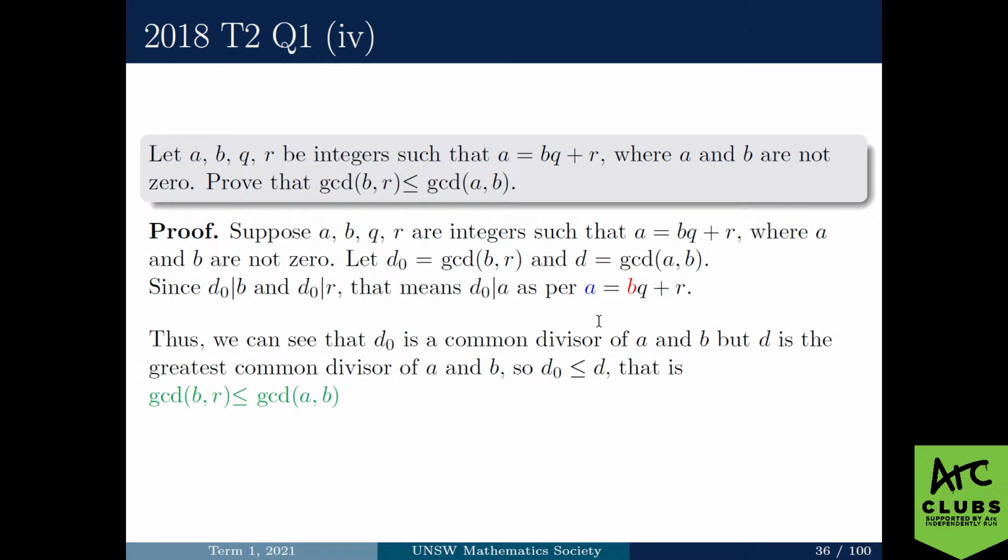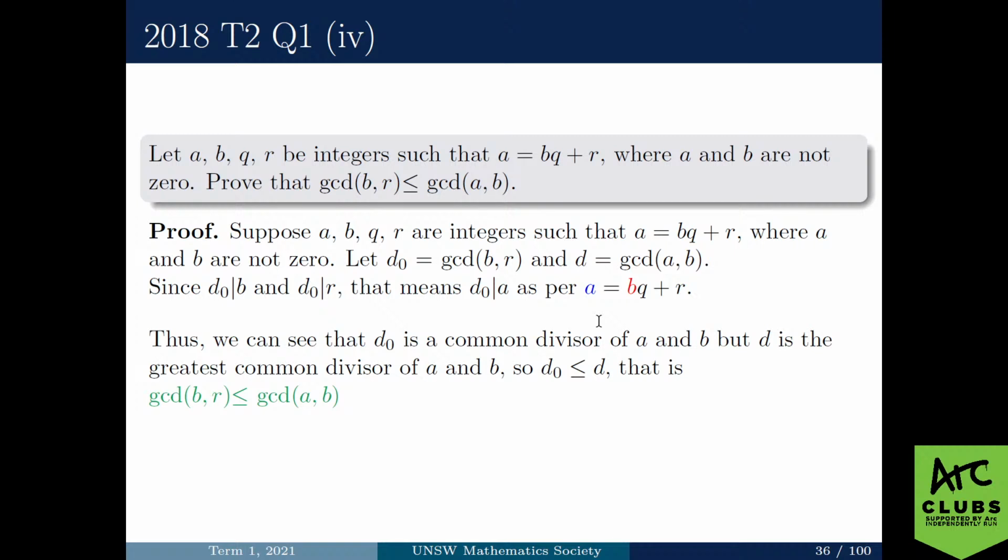And remember, we can now go back to what we defined D0 and D as, which is the greatest common divisor of B and R and the greatest common divisor of A and B respectively. So now we can conclude that the GCD of B and R is less than or equal to the GCD of A and B.